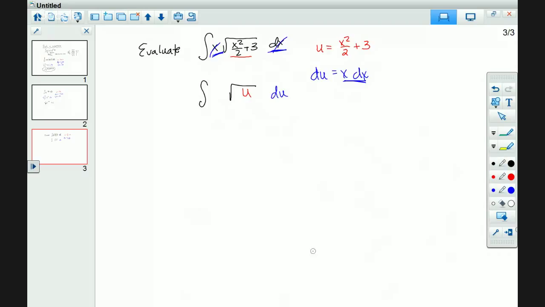And now, if you want to rewrite it, remember, use the power rule. So you do the 3 halves. And then if you simplify, it's 2/3. And u was... You can leave it like that.